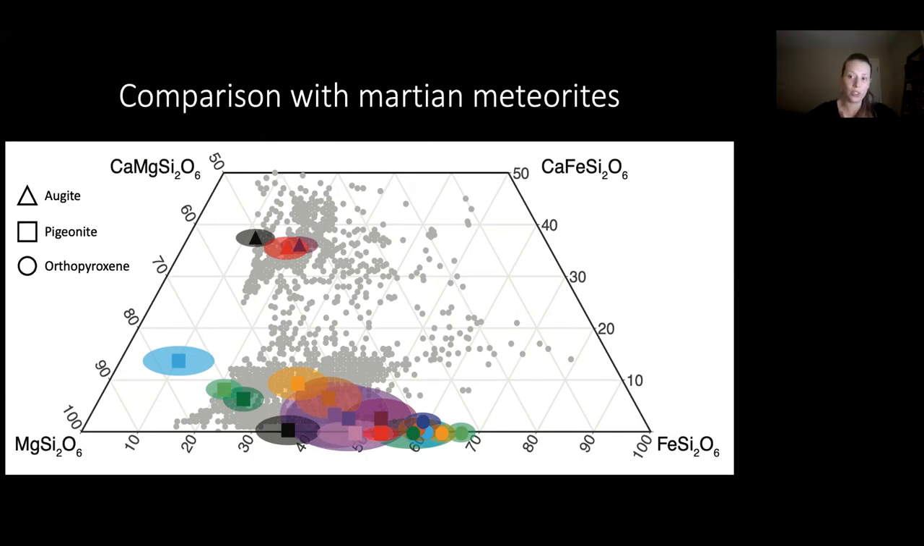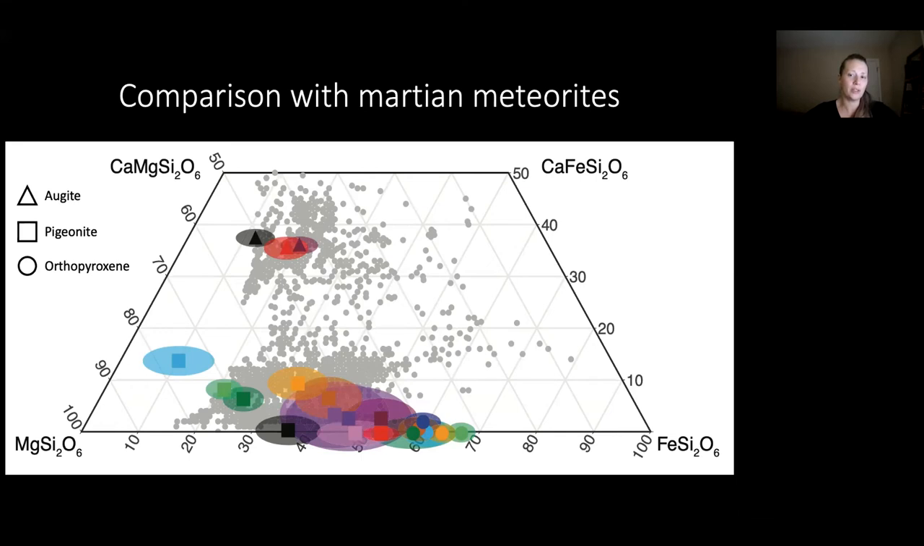So the gray circles here represent Martian meteorite compositions, whereas the colored symbols represent Gale crater pyroxenes. So the Gale samples largely coincide with meteorite compositions. The augite triangles plot nicely within the augite range. The pigeonite represented by squares is largely within the range of Martian meteorites. Although the altered sandstone Lubango, which is that light blue square towards the left, plots in a chemical space that's not represented by meteorites, which is interesting. Although we see there's a pretty large error ellipse on that sample.